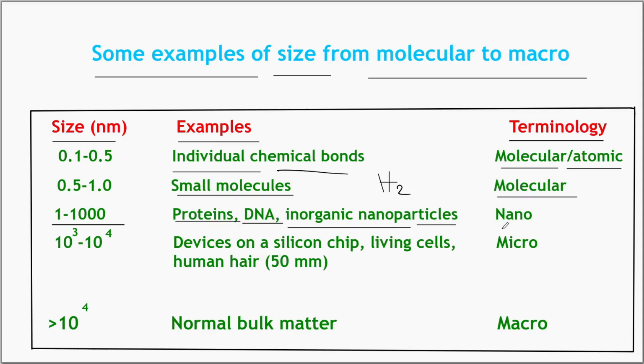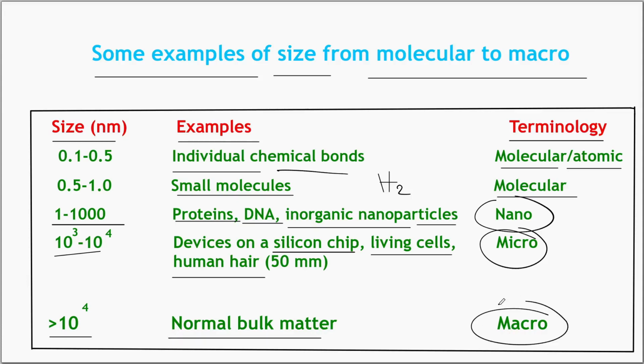1 nanometer to 1000 nanometers generally will have the protein, DNA and inorganic nanoparticles. So this scale is generally referred to as nano. In the 10 power 3 to 10 power 4 range, we'll have the transistors on a silicon chip, the size of the living cells, and the human hair. They are the examples of this range, and we call them as microscopic. And please recollect that we have a branch of electronics that is called microelectronics. So generally that refers to 10 power minus 6. Any object's parameter that is greater than 10 power 4 is referred to as normal bulk matter. We call them macroscopic objects or macroscopic systems.